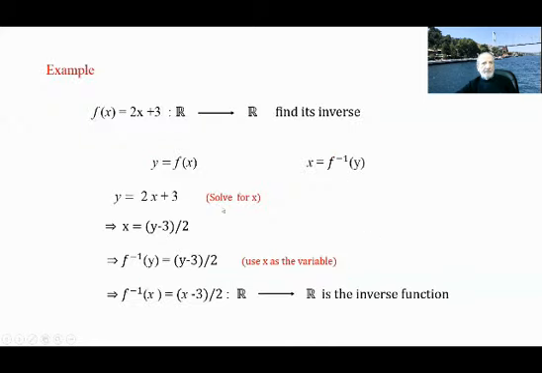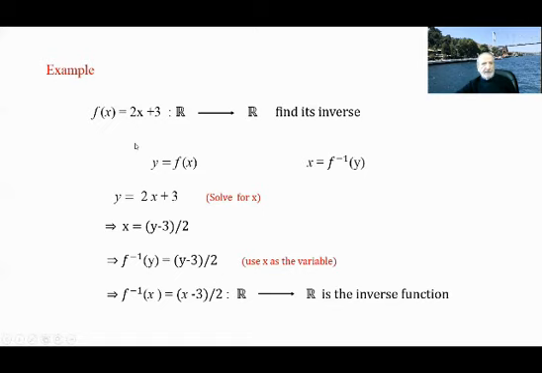Here are a few examples. If f(x) is equal to 2x plus 3 from R to R, we need to find its inverse. Always set it this way. y equals f(x), x equals f minus 1 of y. So y equals f(x), we put it here, and we solve for x. So you take 3 to the other side, y minus 3, you divide by 2. So x is equal to (y minus 3) over 2. This x is this x right here, the same x. So you put f minus 1 of y is equal to (y minus 3) over 2.